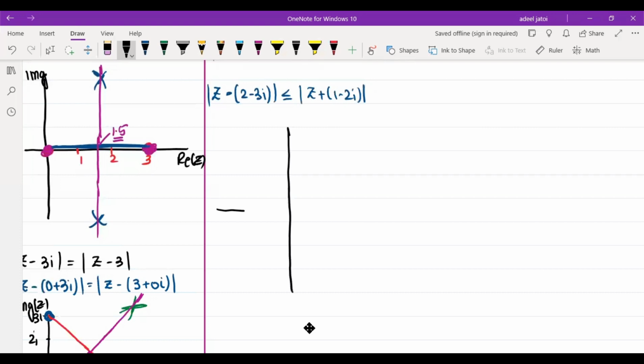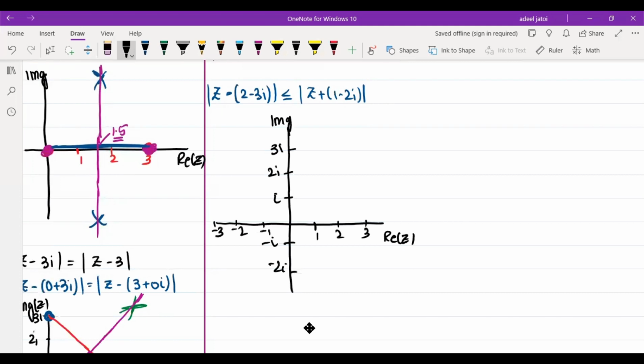So this will become your axis. This shows the real value of z, and this shows the imaginary value of z. Iota, 2 iota, 3 iota. Here we have negative iota, negative 2 iota. 1, 2, 3, minus 1, minus 2, minus 3. So one point here is 2 and negative 3.